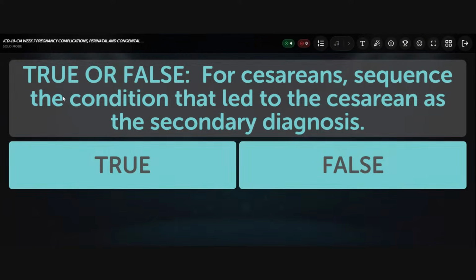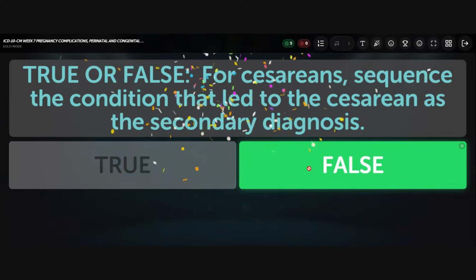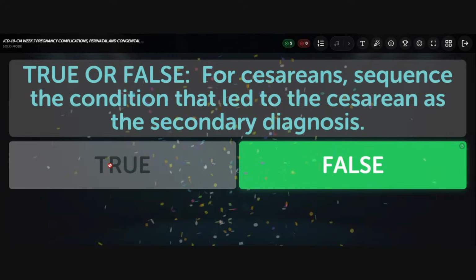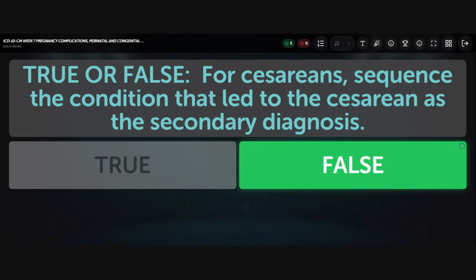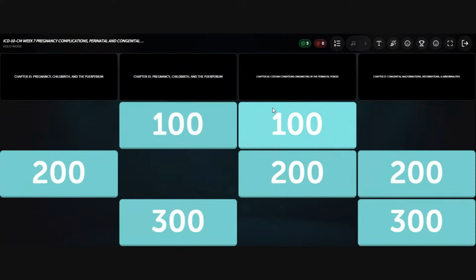Okay. I'm getting a lot of falses. This one is indeed going to be false. So, yes, in the MCG manual and in the ICD-10 book, it says for cesarean sections, sequence the condition that led to the cesarean as the principal diagnosis, not the secondary diagnosis. So, that is what makes this one false. And it seems like everyone caught that one. So, way to stay on top of it.